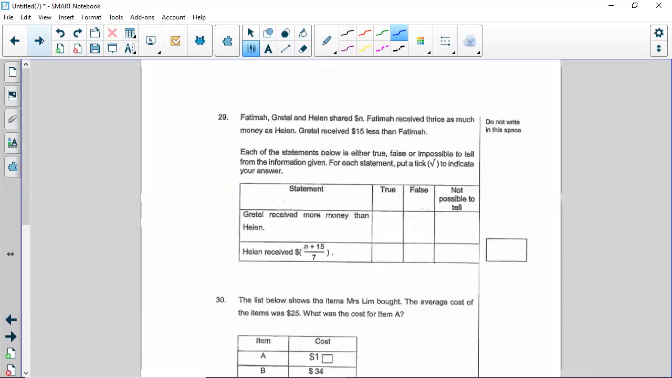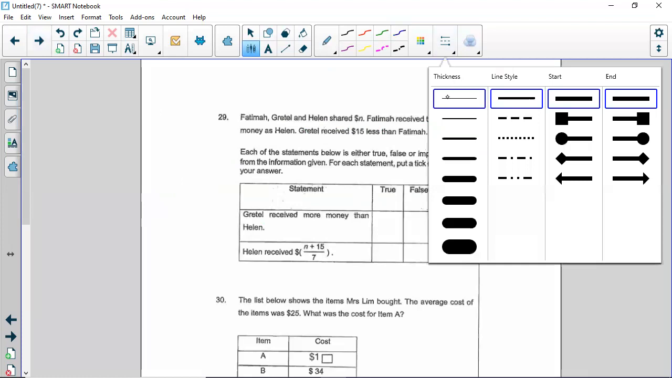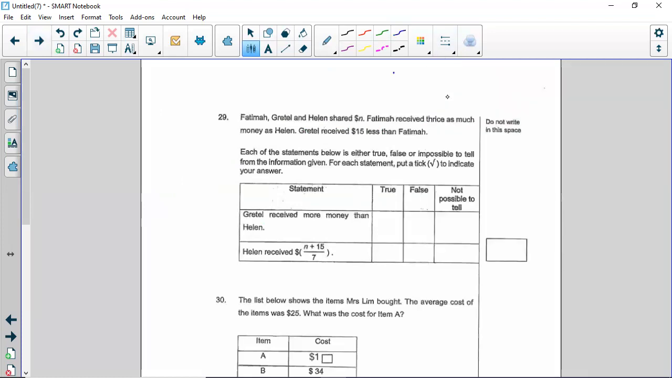Okay, can we look at question 29? All right, question 29, algebra. Now Fatima, Gretel, and Helen share $N. Again, you have not learned algebra, so never mind. Just pay attention first, and hopefully when you have your lesson in school, you understand faster. Fatima received 3 times as much as Helen. Gretel received $15 less than Fatima. Does Gretel receive more money than Helen?